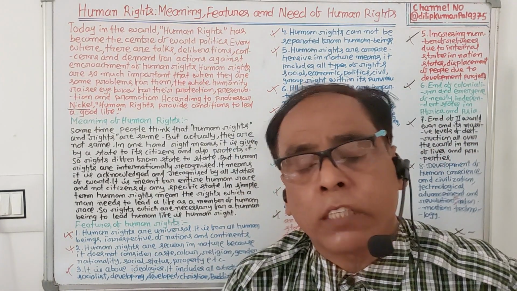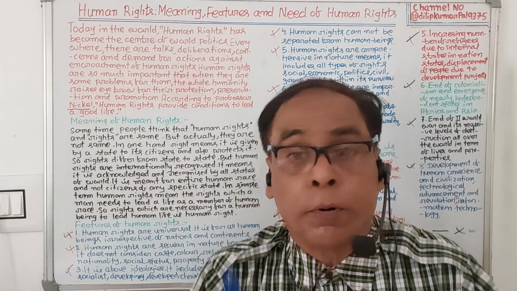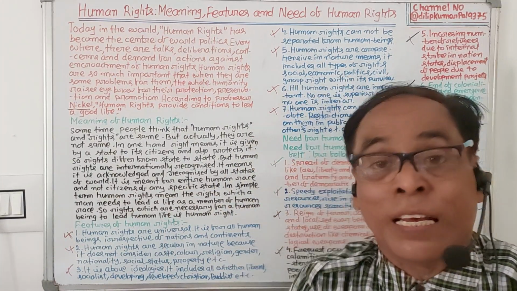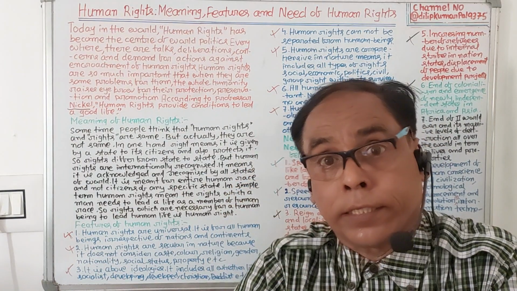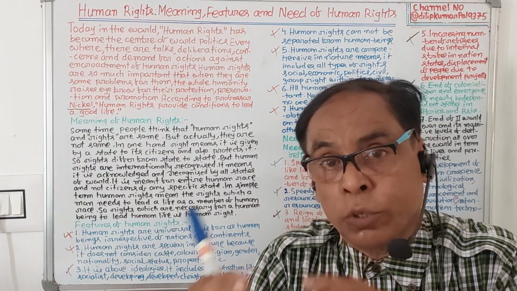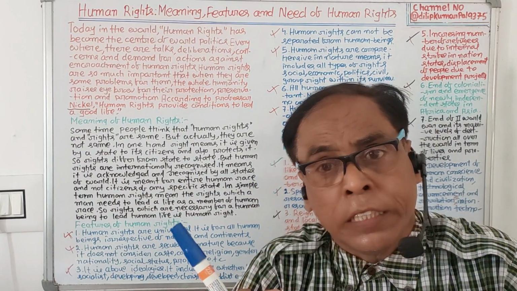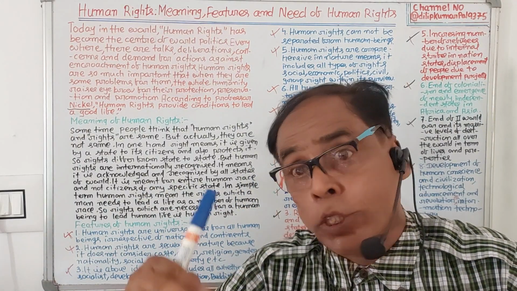So, sometimes people are confused between rights and human rights. But rights and human rights are not same. Right means which are given by a state to its citizens, not to others. So, different states give different rights to their people.